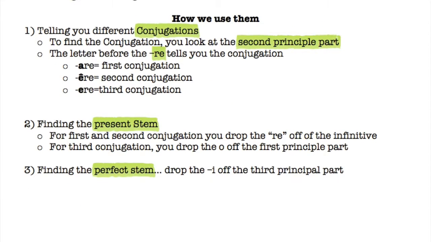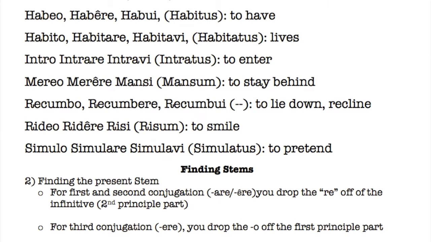Okay, we can also find this present stem. So for first and second conjugation, we're going to drop the RE off the second principal part, or the infinitive. For third conjugation, you drop the O off the first principal part. Okay, so I've got a slightly different list of words here, but we're going to use them to find stems. So the first thing we're going to do is find our present stem.